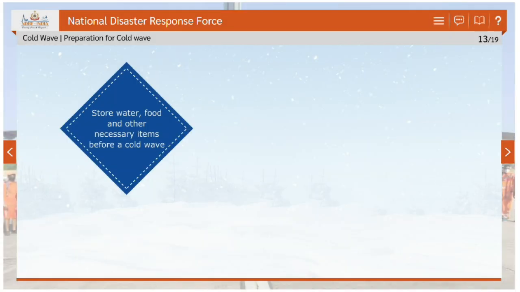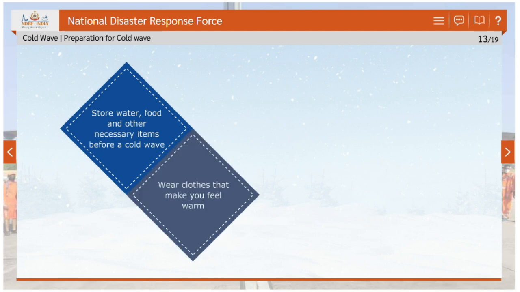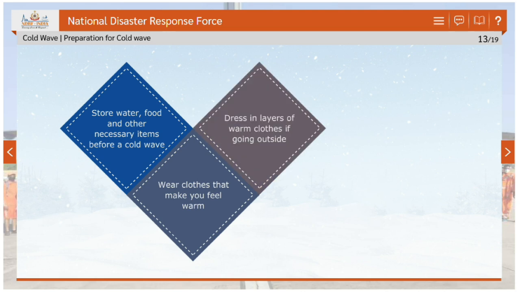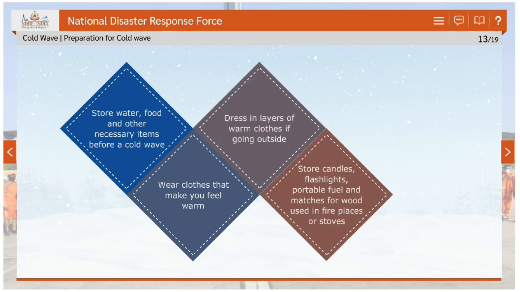Preparation for cold wave. People should store water, food and other necessary items before a cold wave. Wear clothes that make you feel warm. Dress in layers if going outside. Store candles, flashlights, portable fuel and matches for wood used in fireplaces or stoves.